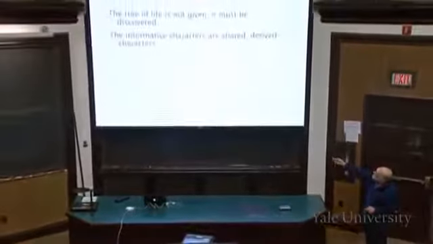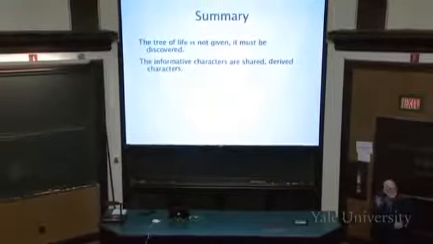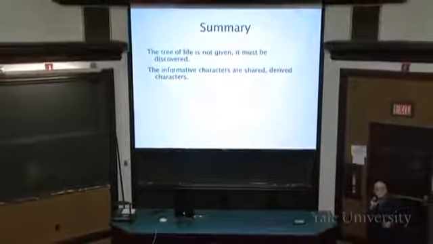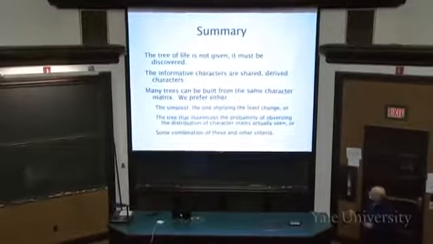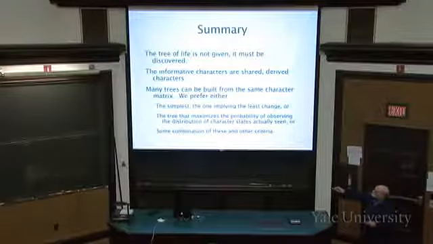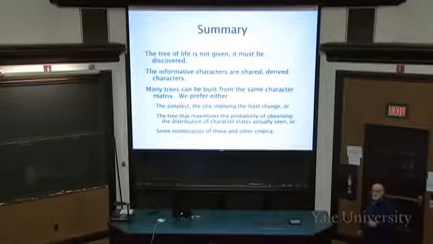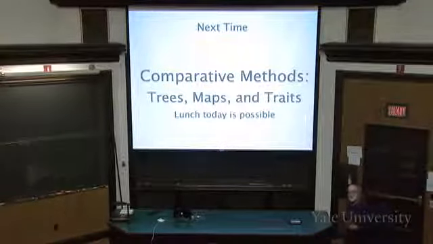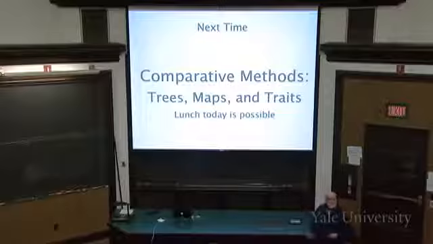So, the tree of life is not given. We have to discover it. The informative characters in the tree of life are those that are shared and derived. So appearances deceive. Simply looking similar is insufficient information. You can make a lot of trees with the same character matrix. You would prefer either the simplest, which implies the least change, or the tree that maximizes the probability of observing what you actually see, or some combination of those criteria. Okay? Next time, we'll take these methods and see how we can infer history with them.